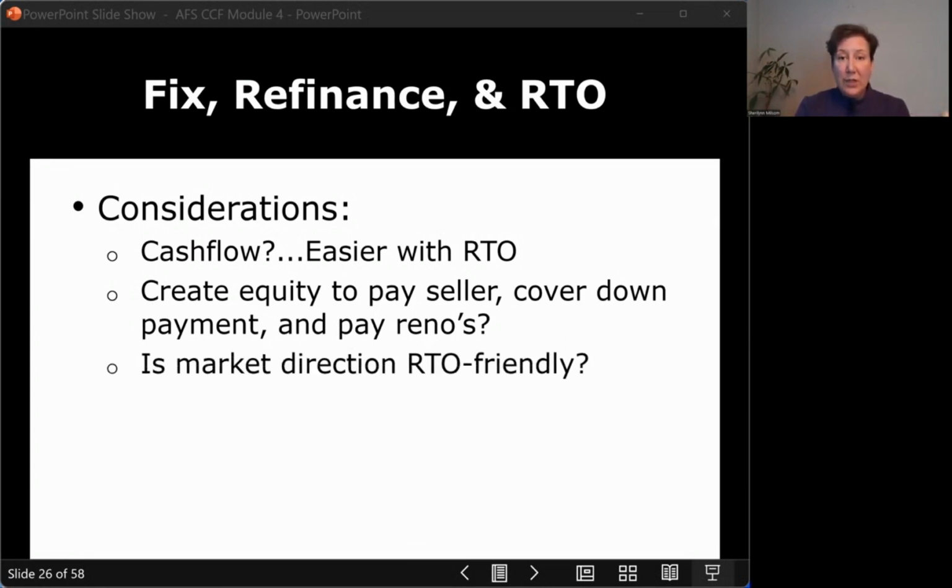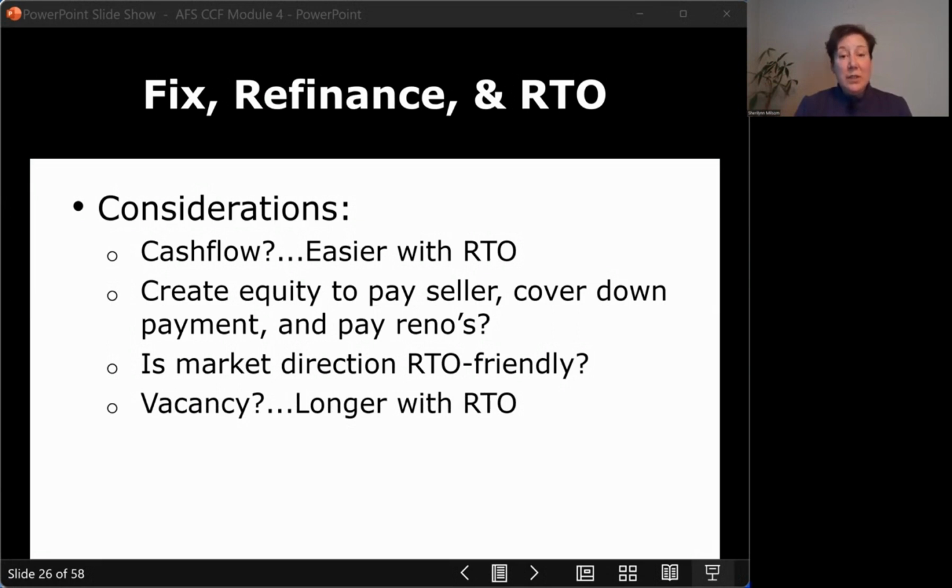Is the market direction rent to own friendly? You will find that in a flat market, there is not a lot of consumer confidence, either in the economy or in the real estate market. So you won't find a lot of people interested in being rent-to-own tenants. It's better to have a rising market, or at least those green shoots of the economy and the real estate market starting. As soon as that starts, interest in rent to own picks up. But if there aren't green shoots or sparks in the economy and the real estate market, if things aren't getting started yet, you will have trouble finding a rent-to-own tenant.